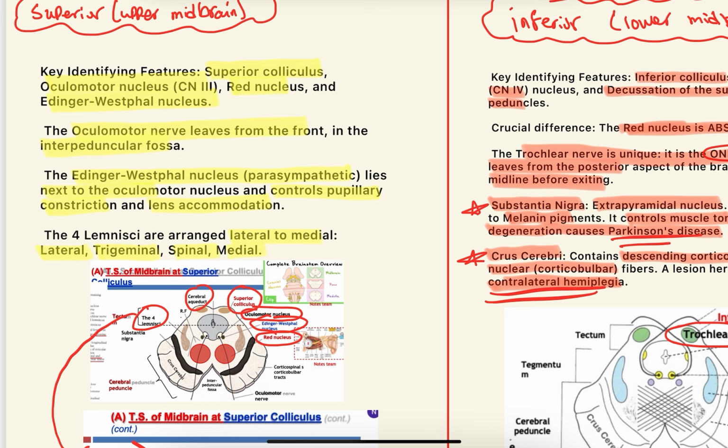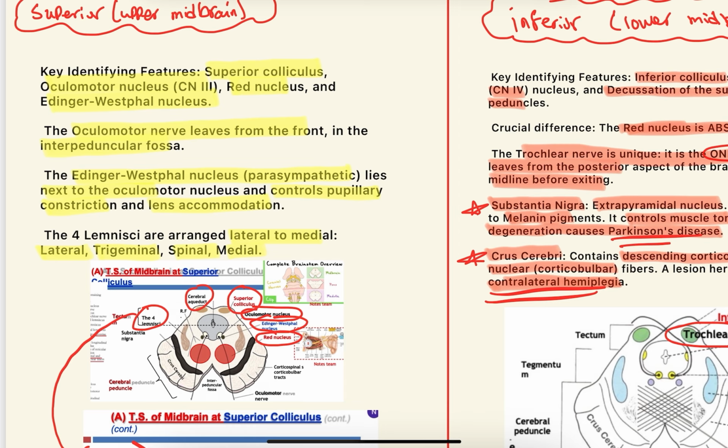The Edinger-Westphal, let's remind ourselves. It's the parasympathetic nucleus, and as I said, it's next to the oculomotor. And what is it used for? It is for pupillary constriction and lens accommodation. And I have here the medial lemnisci.